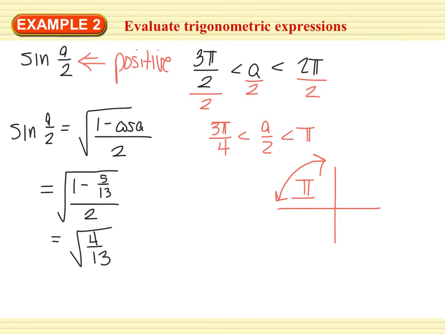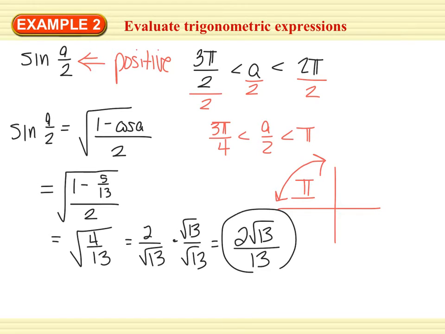Well, I know I don't like that, so I need to rationalize it. The numerator simplifies to 2. Denominator is square root 13. So I multiply that by the top and the bottom. So I get 2 square root 13 over 13 as my answer. Cool.